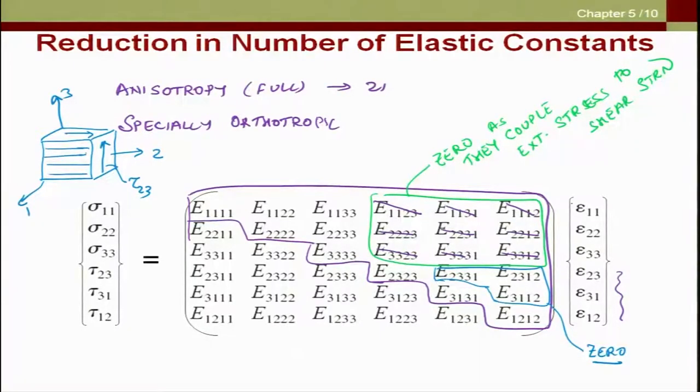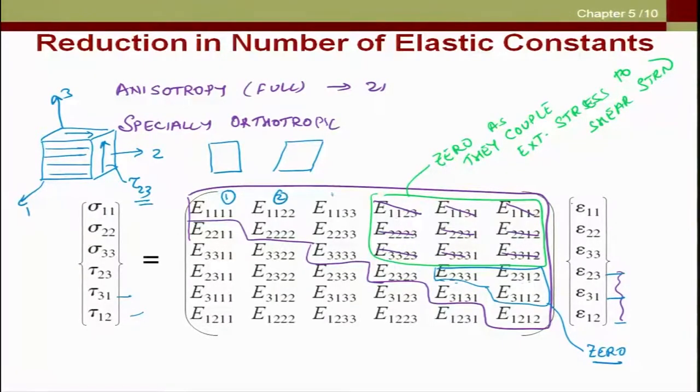When I apply tau 2 3 in such a material, the first thing is there is no extensional strain which will be generated, because I am applying only tau 2 3 and it is especially orthotropic. The second thing is this tau 2 3 will only generate shear in the 2-3 plane. Initially the block is like this and later the block will become like this. It will not shear in the 3-1 plane or in the 1-2 plane. And these terms 2-3-3-1, 2-3-1-2, 3-1-1-2, they couple shear in other planes also. So, they will also be 0. So, tau 2-3 will only generate epsilon 2-3, tau 3-1 will only generate epsilon 3-1 and tau 1-2 will only generate epsilon 1-2.